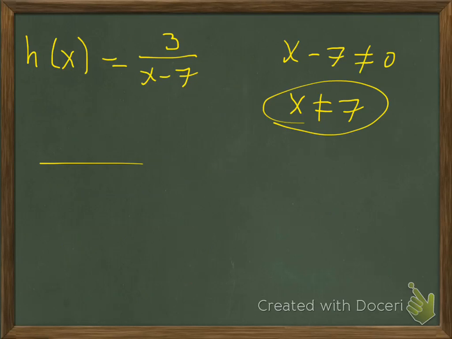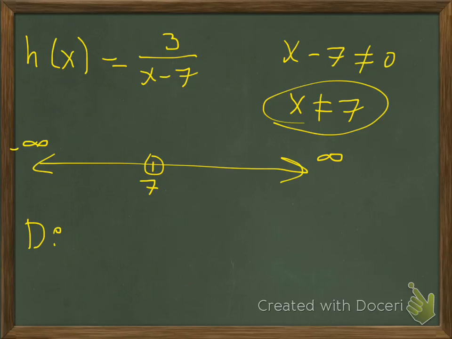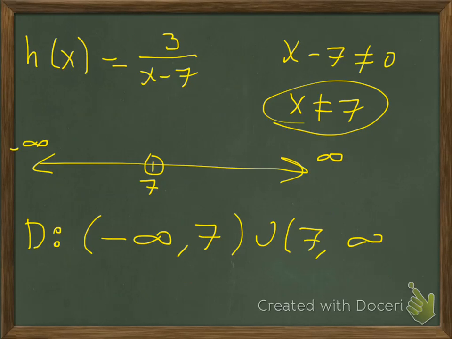I like to draw the number line to kind of help myself picture where things are going. So the only thing we can't be is 7, and I circle it so that we're going to have an open circle there. So where I start is negative infinity, and we go all the way up to 7, and then we have to hop over 7, so we have our union, and we go 7 to infinity. And that's my domain. Okay. We'll do something a little bit more challenging.